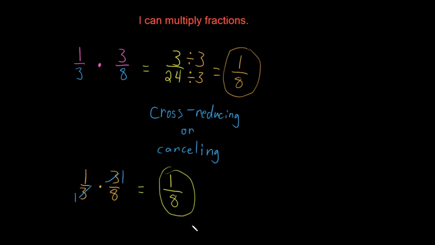So all that you need to do when you're multiplying fractions is multiply the numerator times the numerator, multiply the denominator times the denominator, and simplify, or you can cross-reduce or cancel beforehand, and then multiply the numerator times the numerator, and then the denominator times the denominator, and that is your answer. I hope by now, with a little bit of practice, you can say, I can multiply fractions.